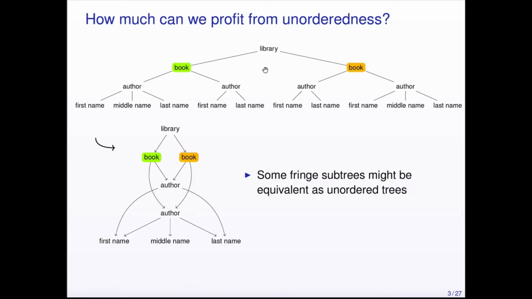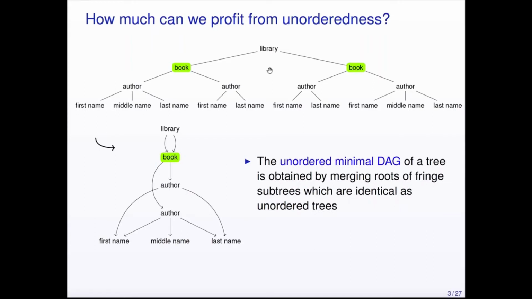And now for some applications, it might be sufficient to be able to recover an unordered representation of the original tree back from the compressed representation. For example, there are XML documents for which the corresponding XML document trees are unordered trees. So if this is the case, if we are only interested in an unordered representation of the original tree, then we can compute the so-called unordered minimal DAG of a tree, which is then obtained by merging root nodes of fringe subtrees which are identical as unordered trees.